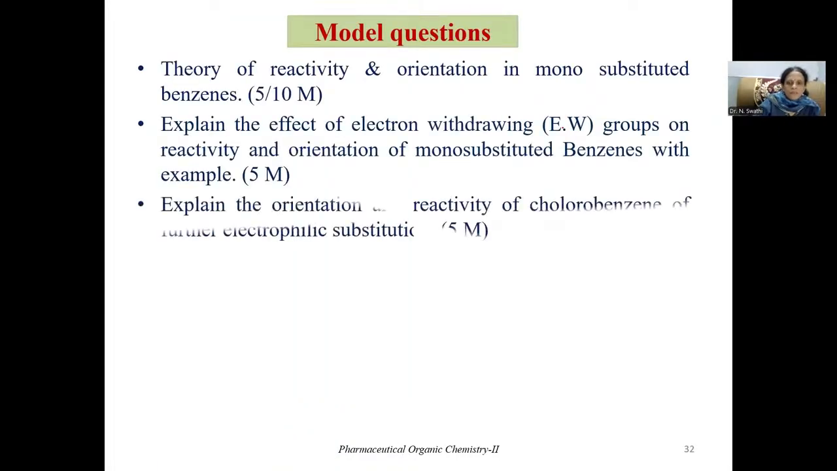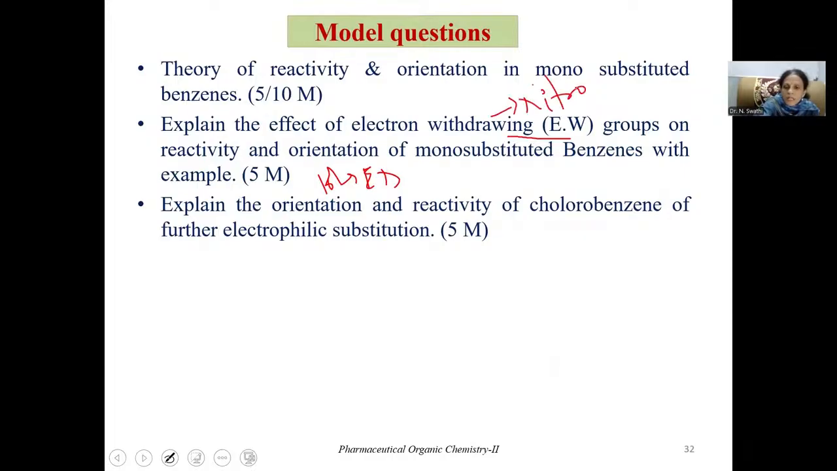Now the next question. Explain the effect of electron withdrawing groups on reactivity and orientation of monosubstituted benzene. There we have discussed reactions of 2 model compounds, one is toluene, another one is nitrobenzene. Toluene is an example for an electron donating group, that is the methyl group of toluene. And the withdrawing group is the nitro group. So whatever explanation we have discussed for nitrobenzene reactions, that part only you will write here.